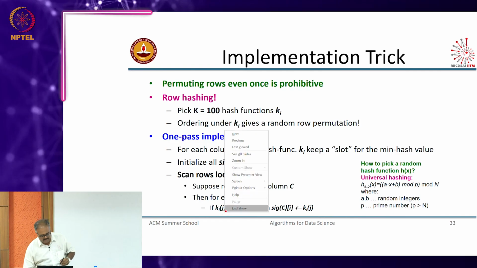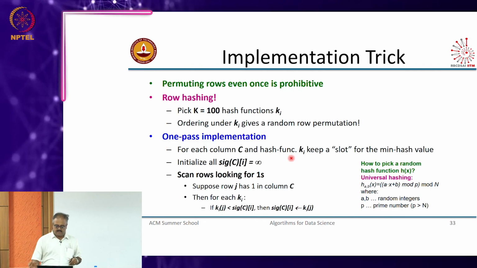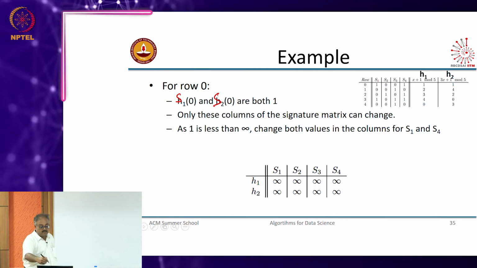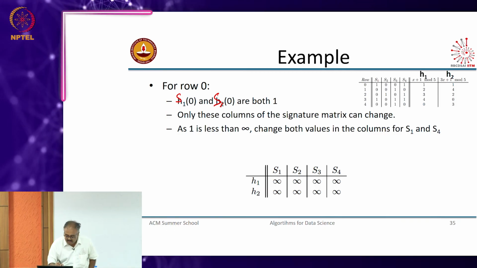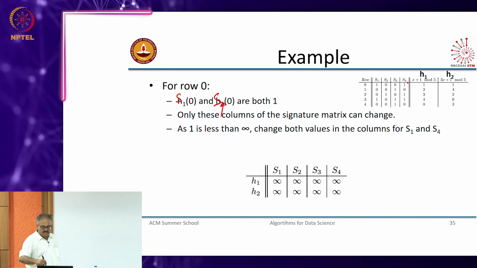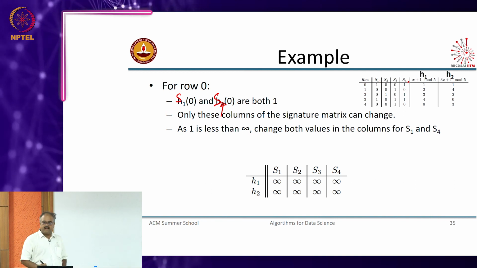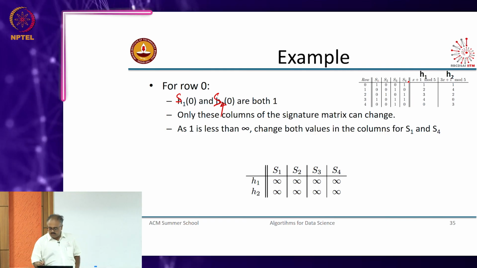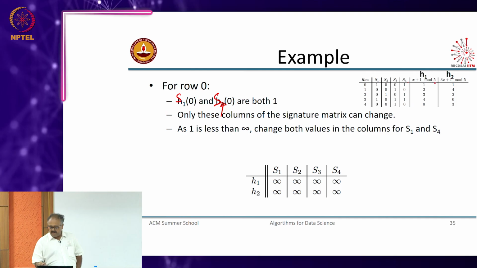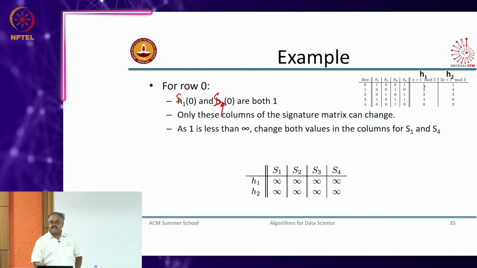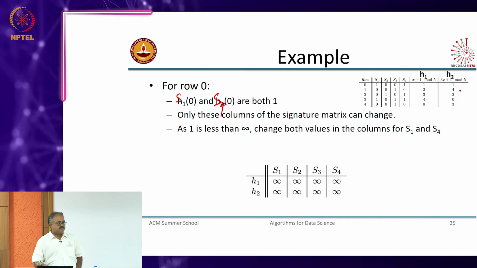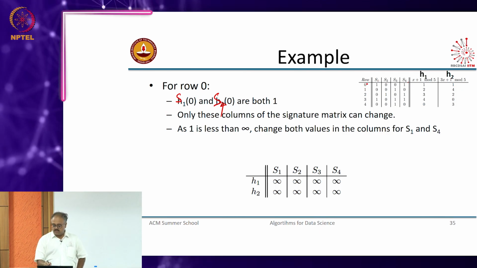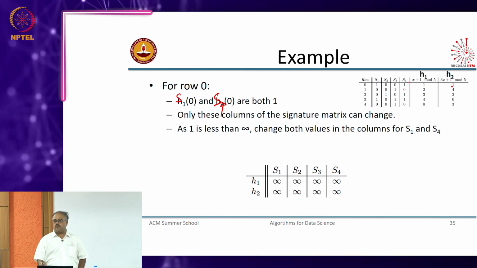So I can go to the next slide. So these should be S1 and S4, the ones that have a 1 here. So only those signatures can change, the rest of it can't change. Now I go and look at where H1 and H2 send this row to. They take row 0 and then they send it to row 1.